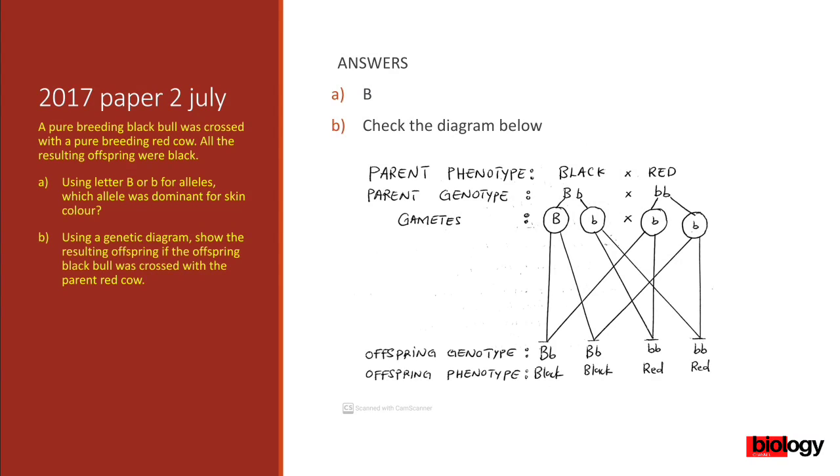So when we cross the offspring black bull with the parent red cow, we are going to have 2 black offsprings and 2 red offsprings. Those will be the results, okay? So that's the answer to question B.